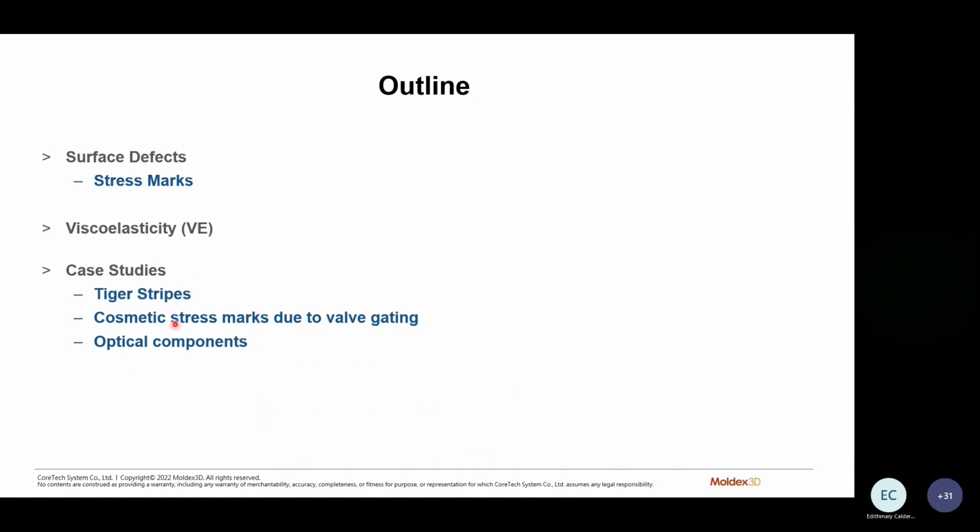Each case study would deal with a different issue. One would be dealing with tiger stripes. Another would be dealing with cosmetic defects like stress marks. And the third would be optical components.